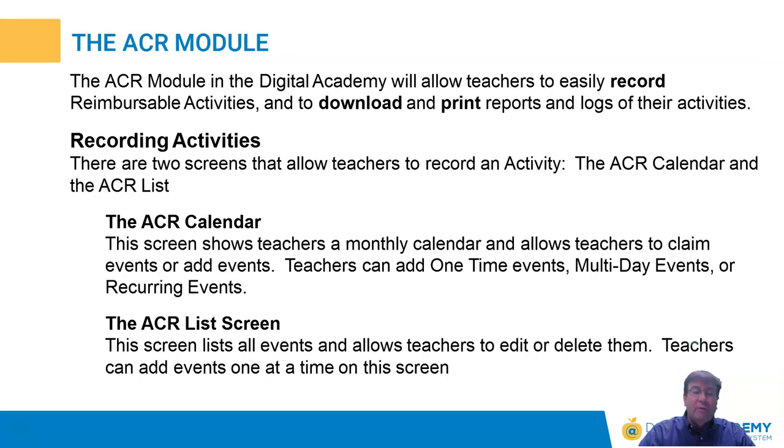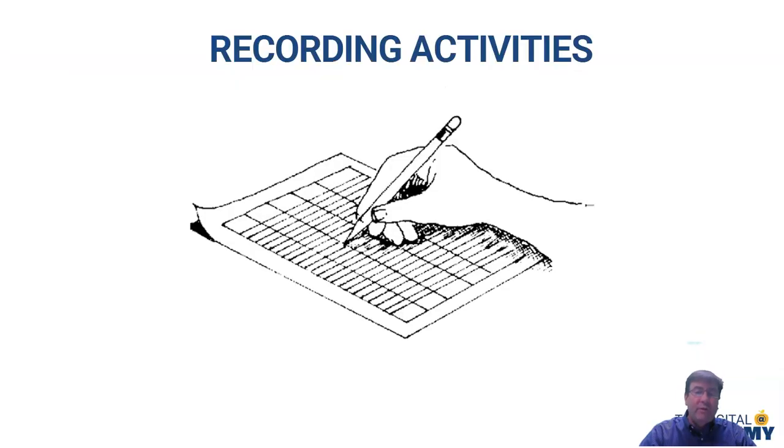The ACR module in the Digital Academy allows teachers to record these activities and download and print reports and logs of their activities. There are two ways that teachers can record activities. This can be done through the ACR Calendar and through the ACR List. The calendar shows a calendar of events and allows teachers to add single-day events, multiple-day events, or recurring events. The list provides a list of all entries and allows teachers to add them one at a time. So let's talk about how to record activities using the ACR module of the Digital Academy.